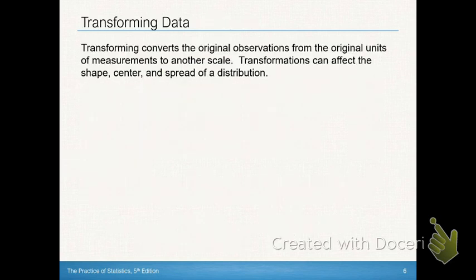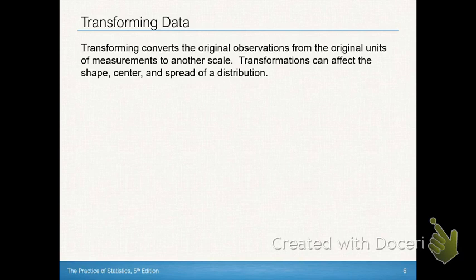Next, we'll take a look at what happens when you transform data. Transforming data means that you either add, subtract, multiply, or divide all of the values in a data set by some certain value. Maybe if your teacher was going to curve a test score by giving every student in the class an extra 5 points, that would be an example of a transformation. So all of the test scores would go up 5 points each.